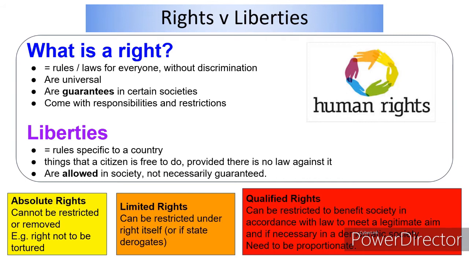Absolute rights are those that can't be restricted by the state. Limited rights can be restricted, but only under the provisions of the right itself, or if the state derogates. And qualified rights can be restricted in a democratic society if necessary, but only in accordance with law and to meet a legitimate aim. Any restriction must be proportionate. That means there must be a balance between the individual rights and those of the community.